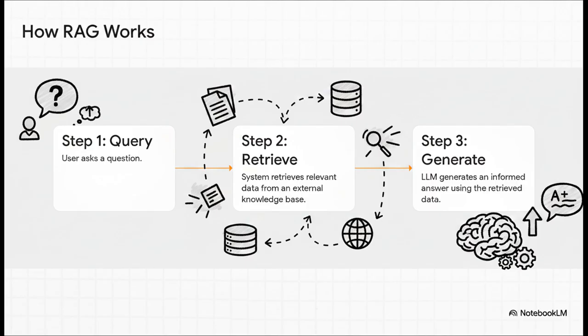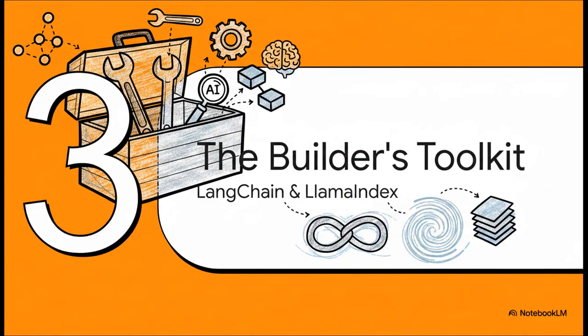It really just boils down to 3 steps. First, you ask a question. Then, step 2, the system zips off and retrieves the most relevant info from your documents or the web. And finally, step 3, it bundles your question and that new info together and gives it to the LLM to generate a way more accurate and informed answer.